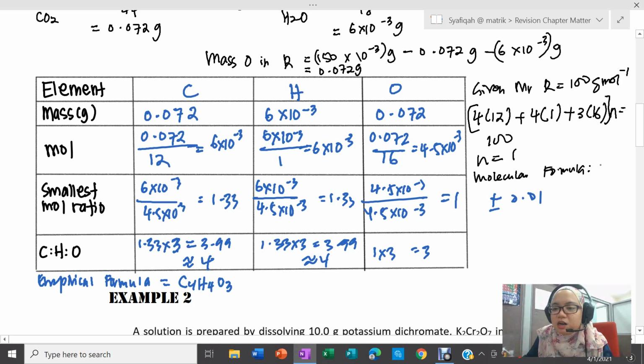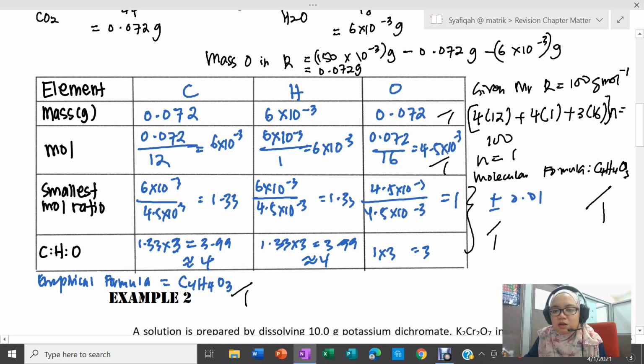So, dia punya molecular formula dia sama dengan empirical formula. Tapi, kena tulis juga. Molecular formula C4H4O3. So, molecular formula betul 1 markah. Dapatlah total 5 markah. 1 markah kat molecular formula, empirical formula 1 mark. Okay, semua mass betul 1 markah, semua mol betul 1 markah, ratio semua betul 1 markah. So, 1, 2, 3, 4, 5. So, ni contoh lah dia punya allocation marks dia.